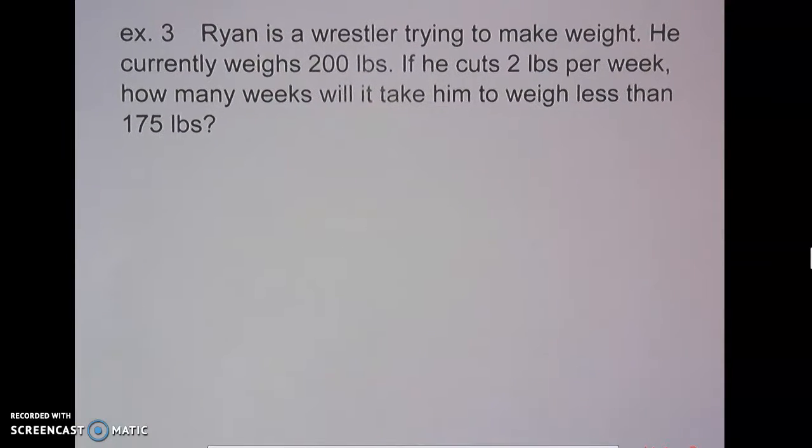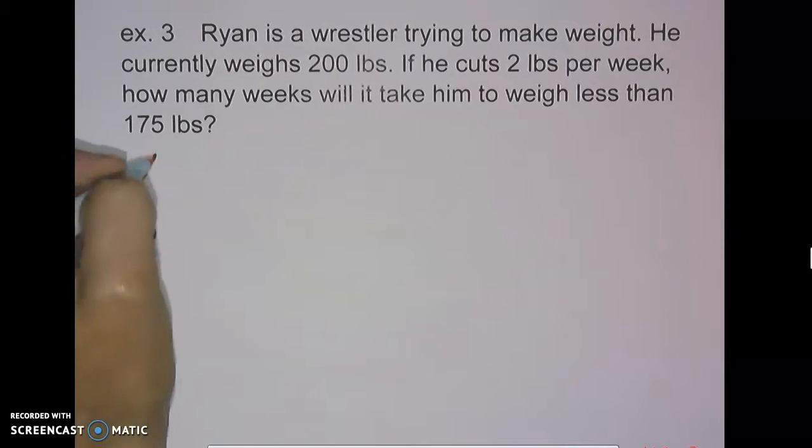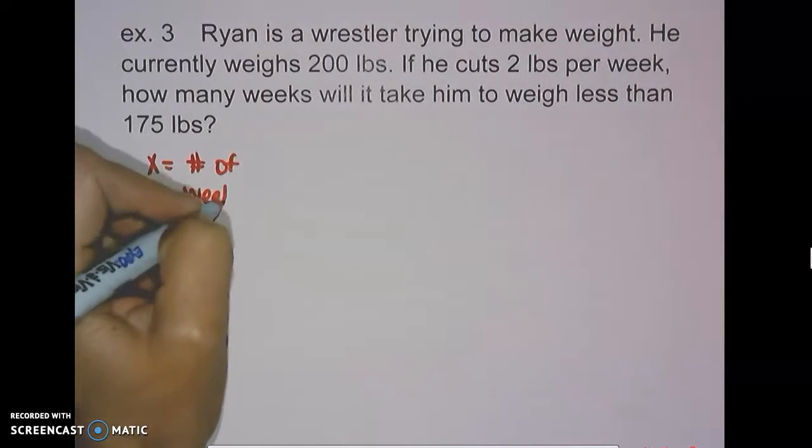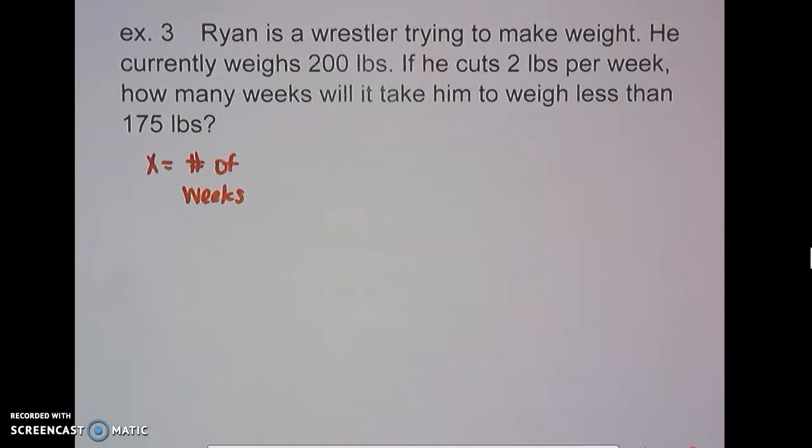All right, Ryan is a wrestler trying to make weight. He currently weighs 200 pounds. If he cuts 2 pounds per week, how many weeks will it take him to weigh less than 175 pounds? Okay, it's asking us the question, how many weeks? So again, our variable is going to be number of weeks. You can choose whatever variable you want. A lot of people just choose x.